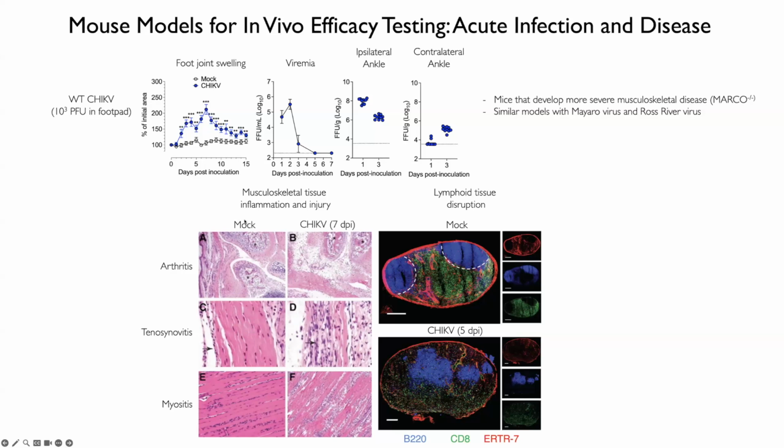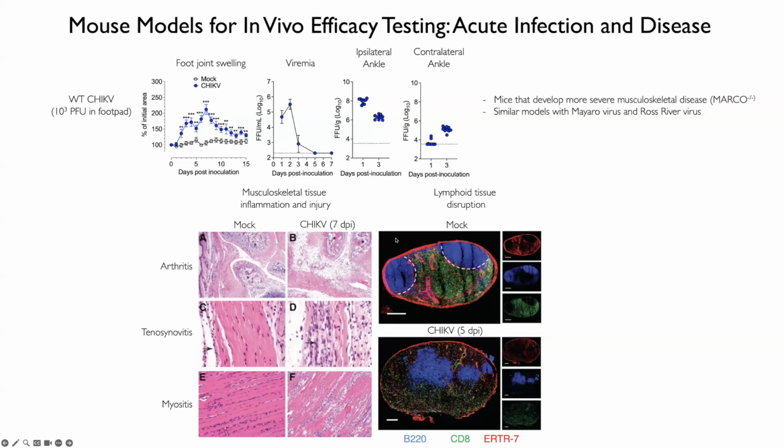In addition, these mice develop histopathological changes in musculoskeletal tissues. That includes arthritis, tenosynovitis, and myositis. And as illustrated here, the mice also develop some disorganization of lymphoid tissue. So this is an example of a lymph node from a chikungunya-infected mouse at day 5 post-inoculation, just illustrating that there's widespread kind of disruption of normal organization.